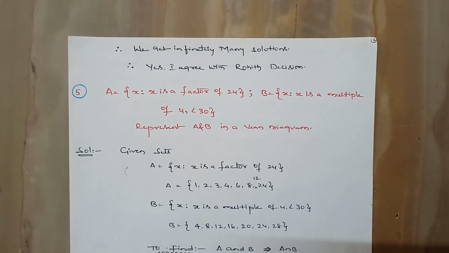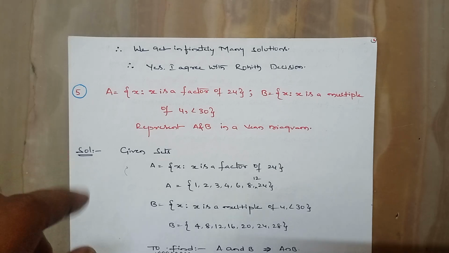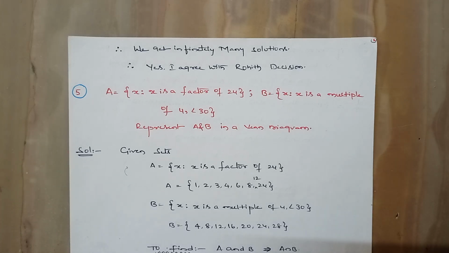Okay, what is given, guys? Set A is given in set builder form: A = {x : x is a factor of 24}. Set B = {x : x is a multiple of 4 which is less than 30}. Represent set A and set B in a Venn diagram. Now, they give it in set builder form, so convert it into roster form, take down the elements of the sets, and find A intersection B, guys.